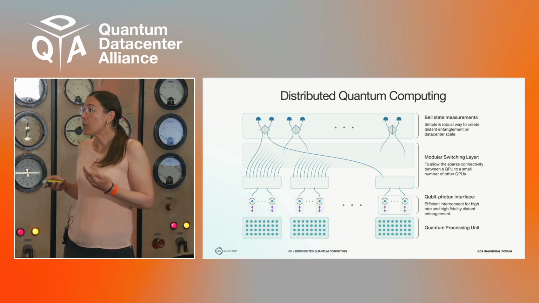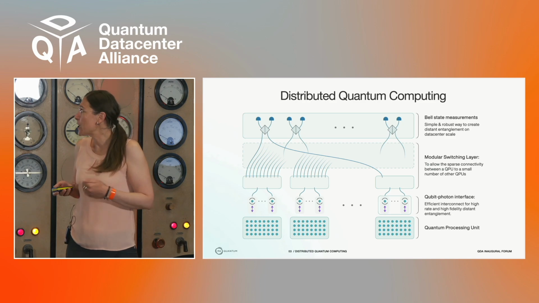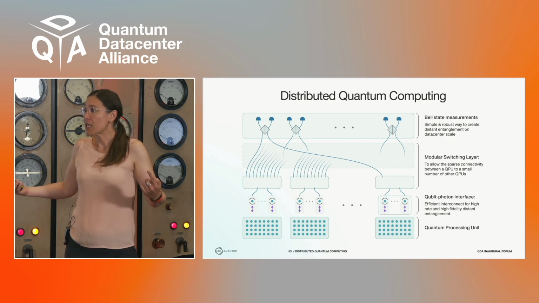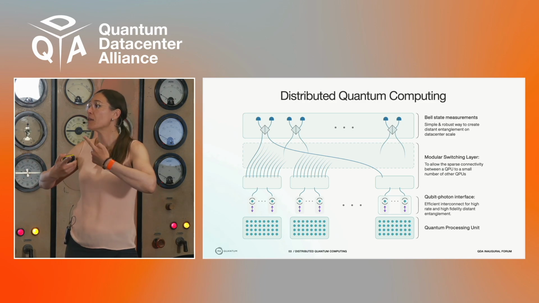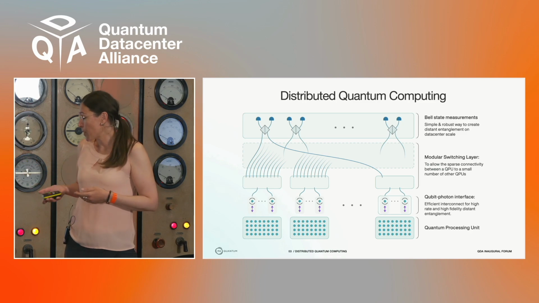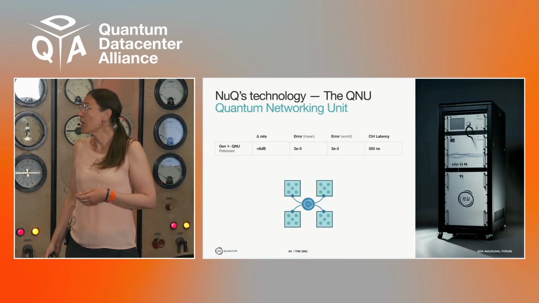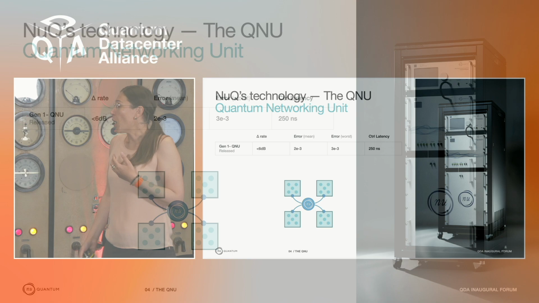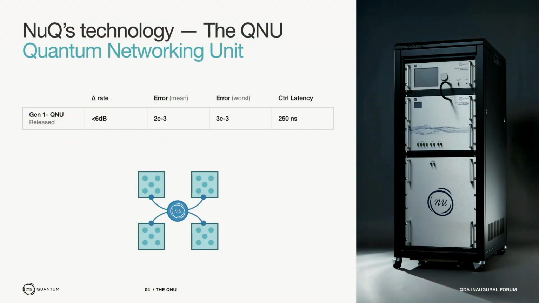There are of course other ways to achieve this. But if you want to keep it simple and keep it high fidelity, we foresee creating these distant entanglement links via simple Bell state measurements, a beam splitter, and 2 detectors. And so at New Quantum, we've been working on developing this switch layer.